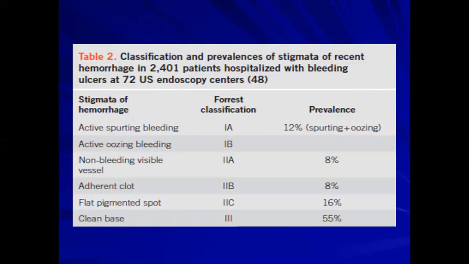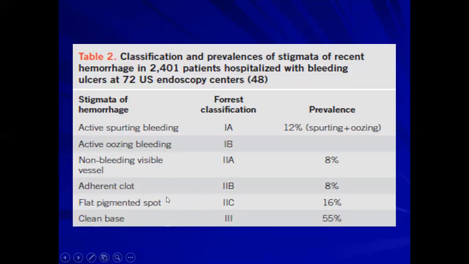Ulcers present in the stomach and duodenum can be classified according to the Forrest classification. This is the Forrest classification you can see. There are stigmata of hemorrhage, so you can classify according to the stigmata of hemorrhage. If there is active spurting bleeding, it's 1A. If active oozing bleeding, it's 1B. If there is a non-bleeding visible vessel at the base of the ulcer, it is 2A. If there is an adherent clot, it's 2B.